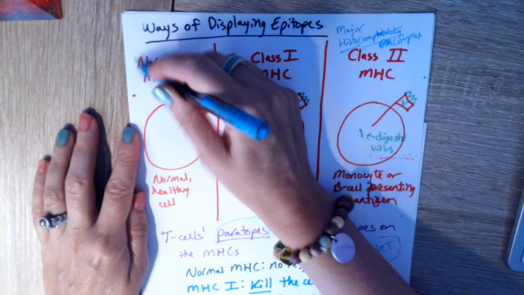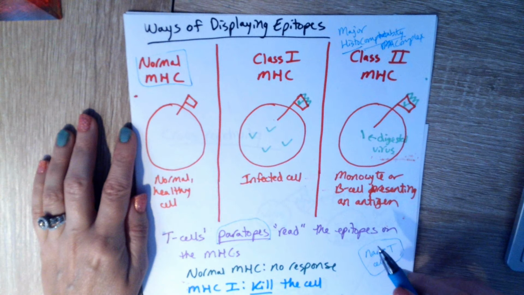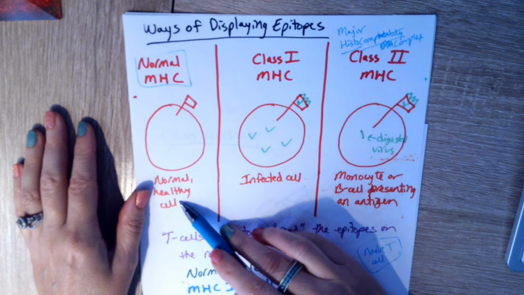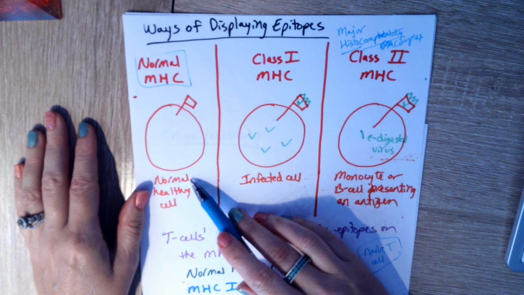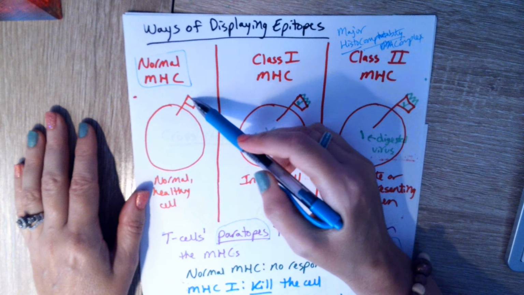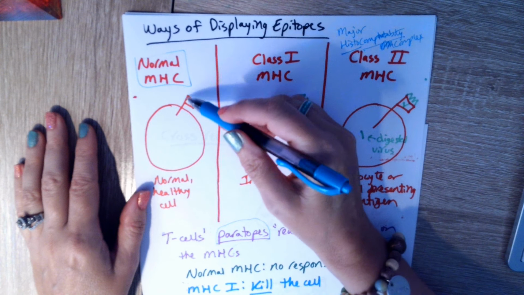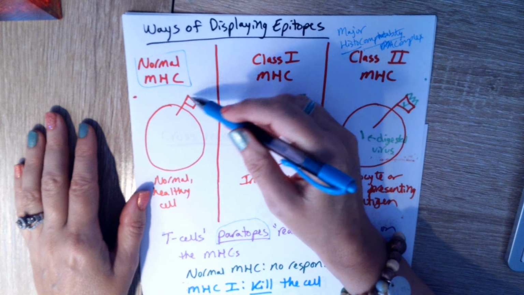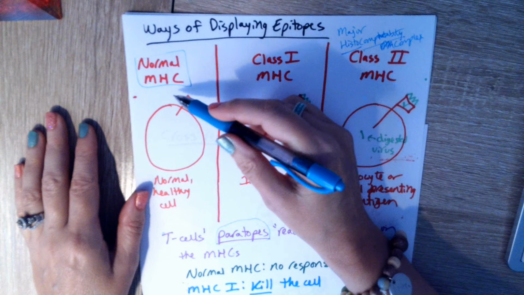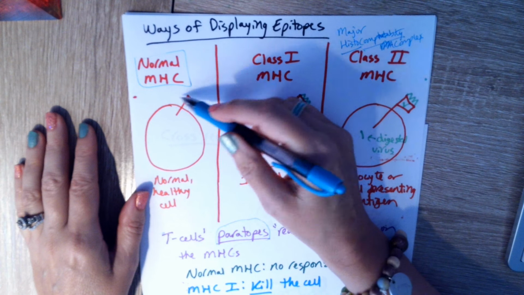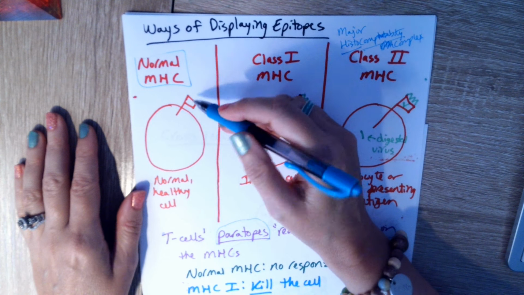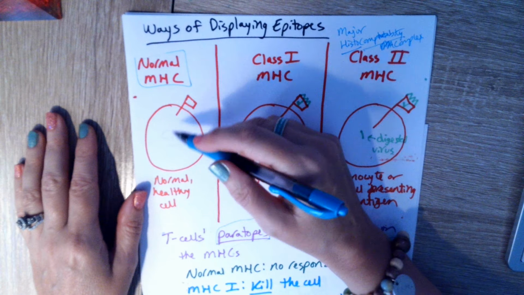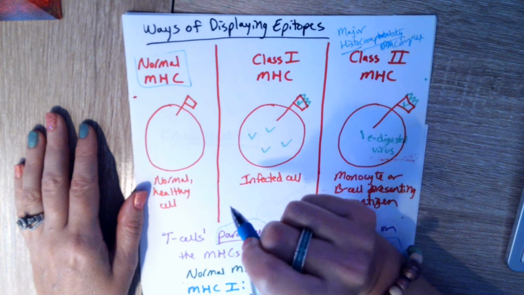So let's look at a normal MHC. This is a cell that is just normal, healthy, uninfected by any kind of virus. Your T cell is going to go along here. Its little paratope is going to see no viral epitope on here, and it's just going to hopefully pass on by. It's not going to react in any way. You don't want it to react in any way. You want to leave the cell alone so it can keep doing whatever it does.